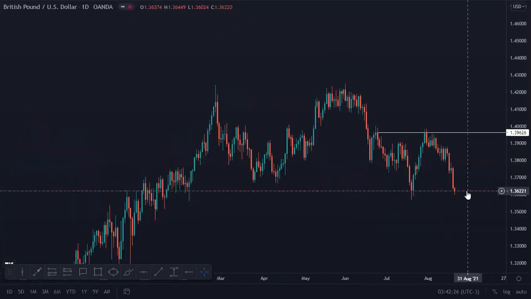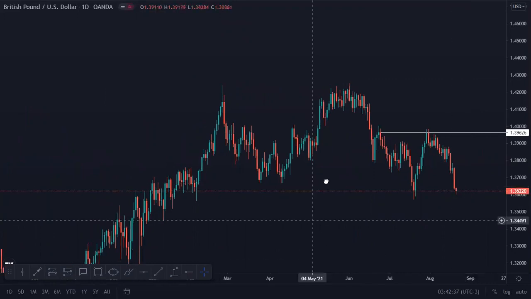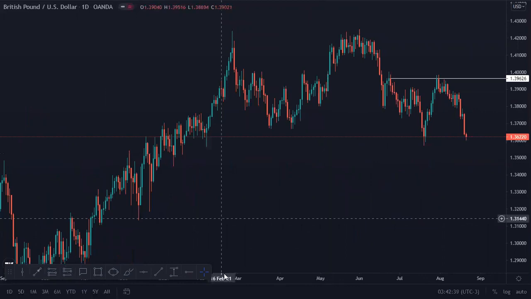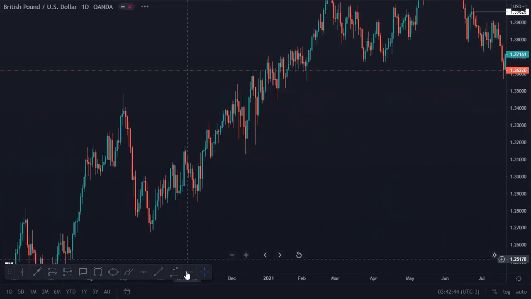I'm going to show you, I think on the third lesson, we are going to see how to do analysis on multi time frames, on different time frames.